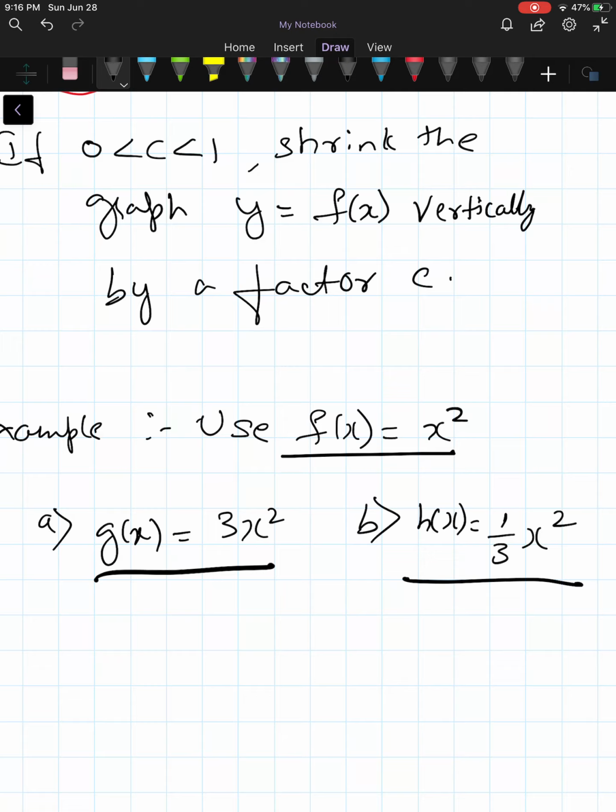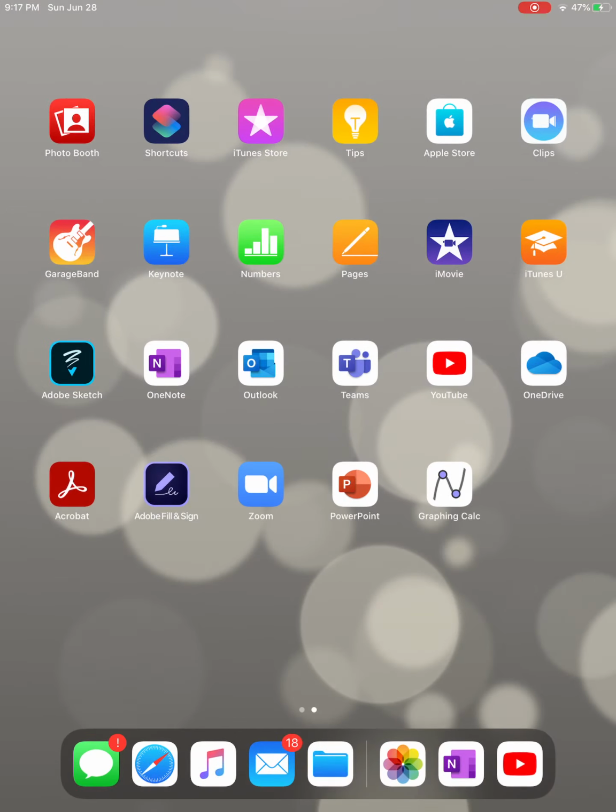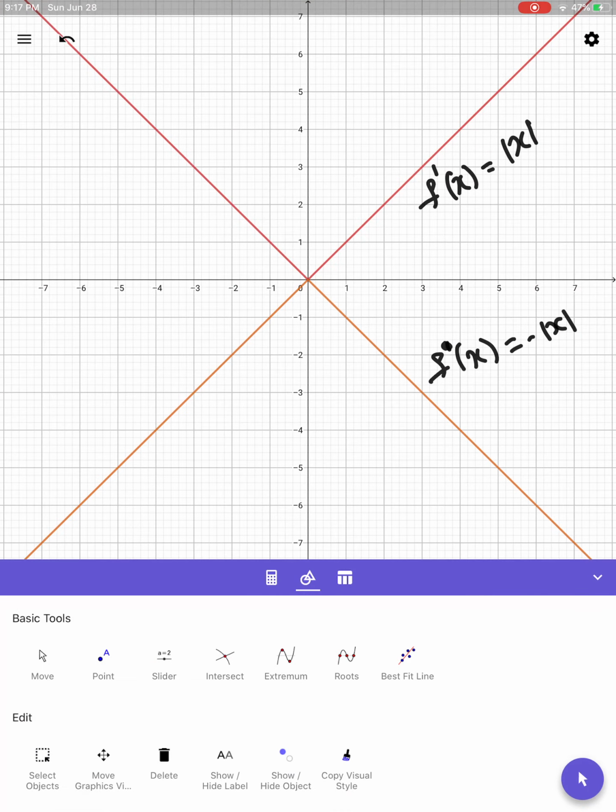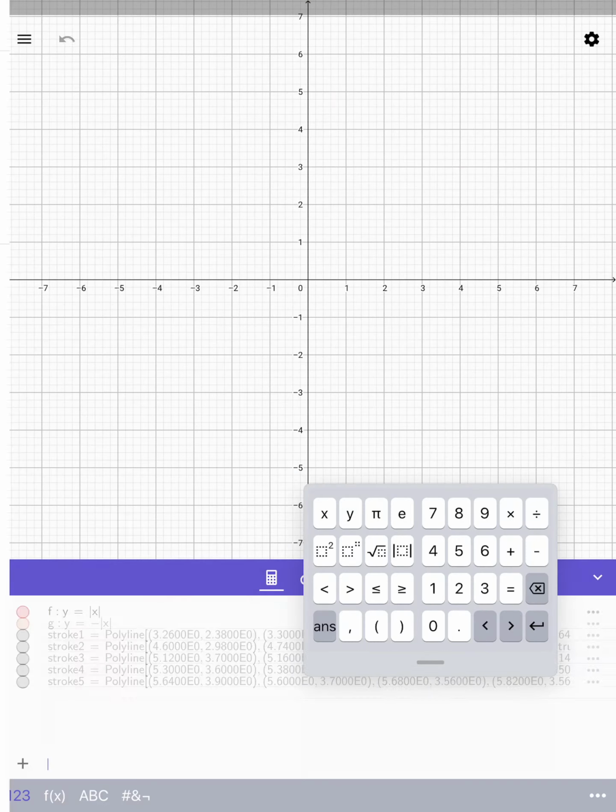So for a, the graph of g can be obtained by multiplying the y coordinate of each point on the graph of f by 3. That is, to obtain the graph of g, we stretch the graph of f vertically by a factor of 3. So the result is a narrower parabola that can be plotted using a graphing calculator.